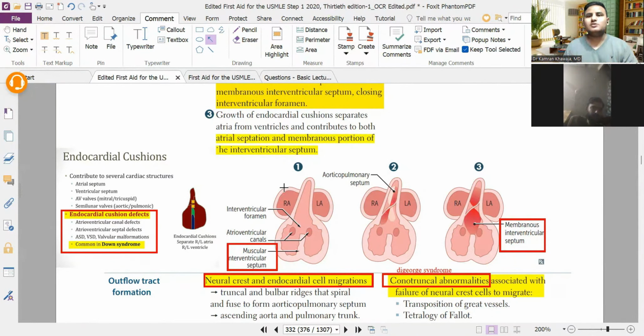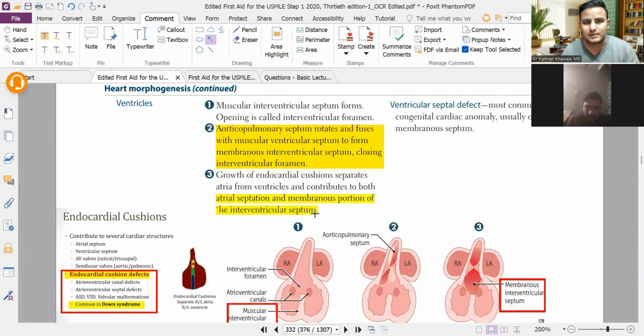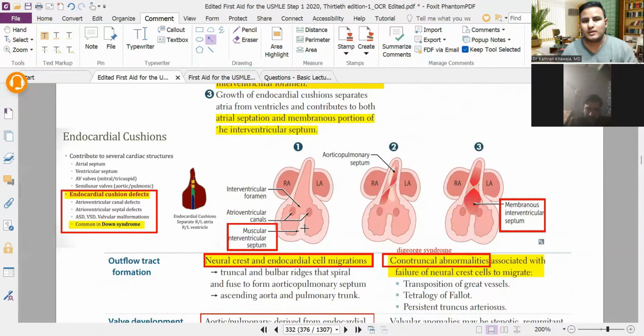Between the ventricles, there is the interventricular septum, and it has two very important parts. One is the muscular part, and one is the membranous part. First of all, from the lower side, this portion is the muscular interventricular septum. And the part associated with the endocardial cushion is the membranous part.